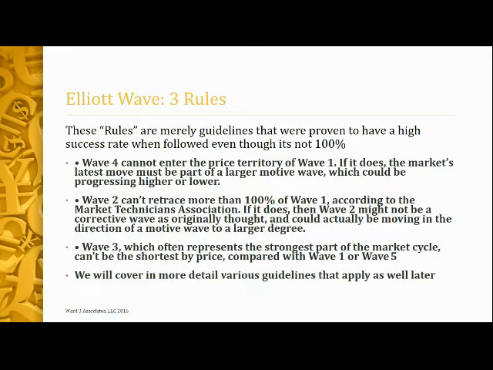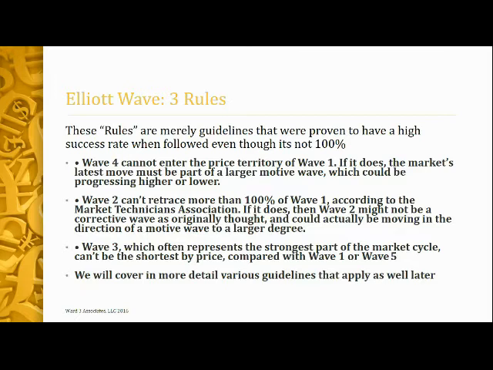The 3 cardinal rules of Elliott wave. Now these are merely guidelines, basically, that were proven to have a high success rate and are followed even though it's not 100%. These 3 rules, guys, stay true more times than not, and they have variations. The first rule is wave 4 cannot enter the price territory of wave 1. If it does, the market's latest move must be a part of a larger motive wave, which could be progressing higher or lower.